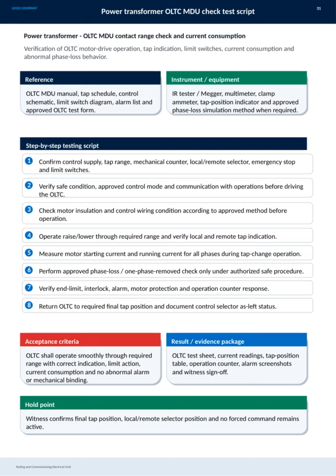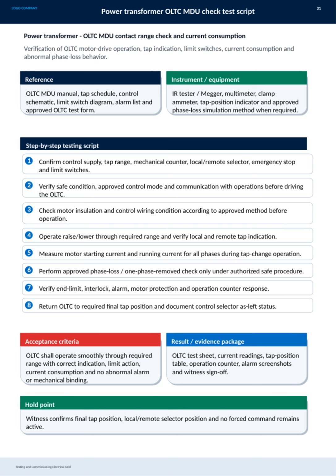First, we confirm the control supply, tap range, mechanical counter, selector settings, emergency stop, and limit switches. Next, we ensure the environment is safe with authorized communication before operating the OLTC. We then verify motor insulation and control wiring before operation. We operate the OLTC through the required tap range, checking local and remote tap indications while measuring motor starting and running currents for all phases. An approved phase loss check is performed only under authorized, safe conditions. Finally, we confirm the response of end limits, interlocks, alarms, motor protection, and operation counters.